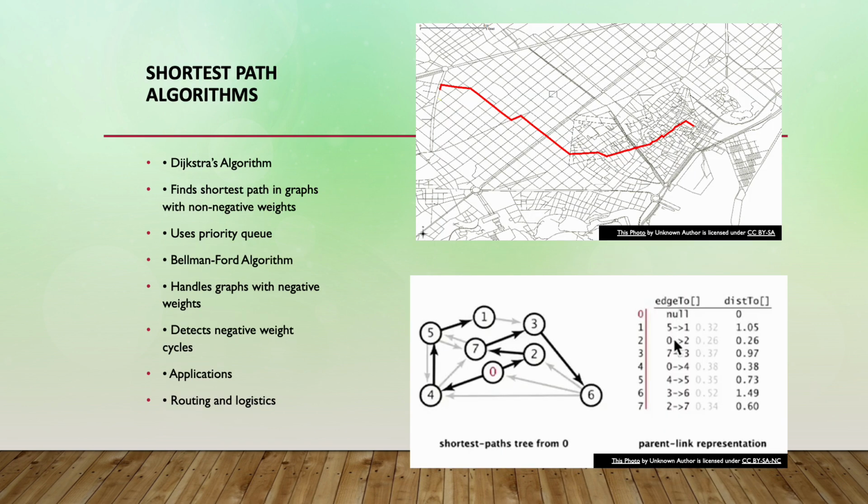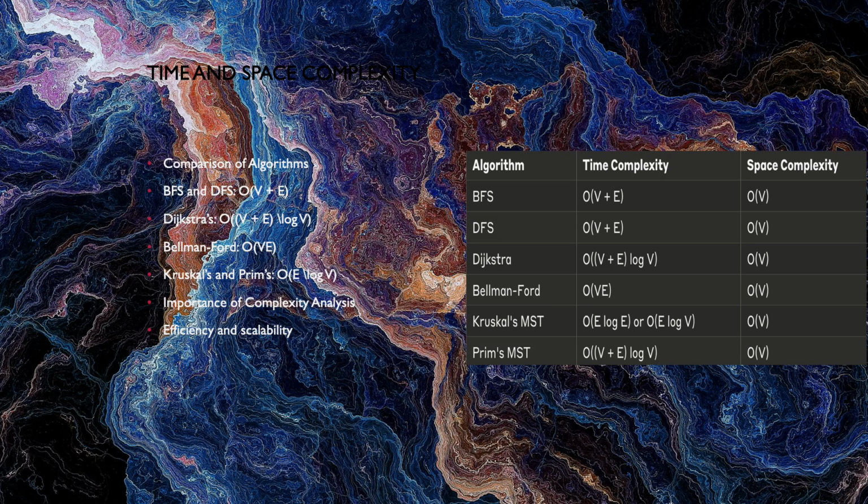Finding the shortest path in a graph is a common problem. Dijkstra's algorithm is ideal for graphs with non-negative weights, using a priority queue to repeatedly extract the node with the smallest distance. The Bellman-Ford algorithm, on the other hand, handles graphs with negative weights and detects negative weight cycles. These algorithms are essential in routing and logistics applications.